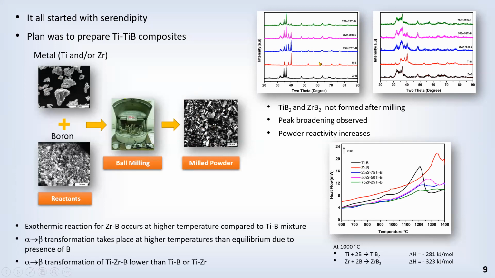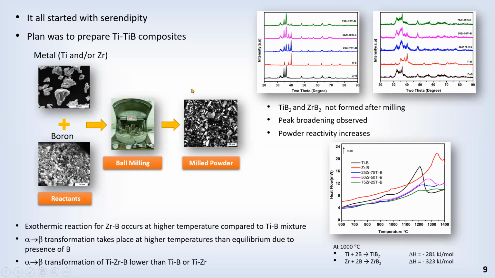So here is the XRD of the powders after ball milling, and these are Zr and boron, titanium and boron, and then a mixture of Zr, titanium and boron in different ratios. And this is after 0.5 hours. This is after 8 hours of milling. And when you do a DSC of this, when you heat it in a DSC, you see that there is a transformation from alpha to beta, and then there is a reaction forming the borides. And this reaction is an exothermic reaction, as you can see here.